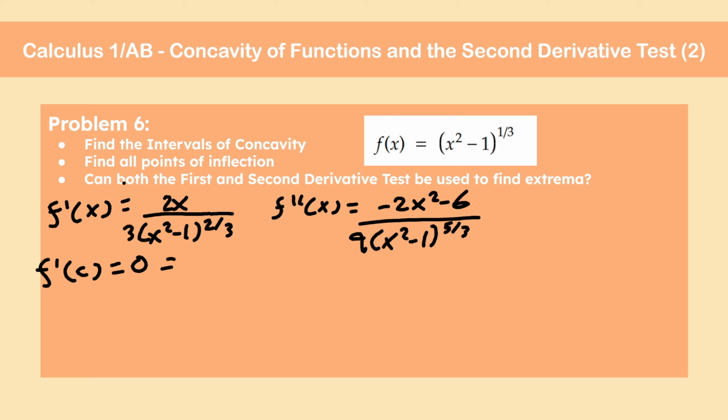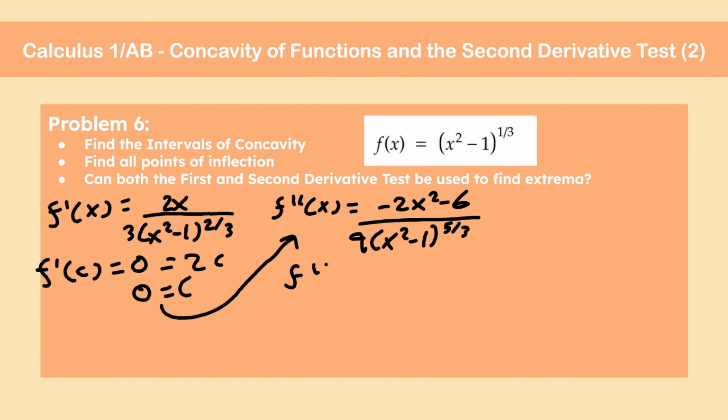We're only going to look at the numerator, because if you look at the denominator, we will only find values that make the function undefined. So 0 is equal to 2c, divide both sides by 2, and now we have that 0 is equal to c. And now we're going to plug in 0 into the second derivative.